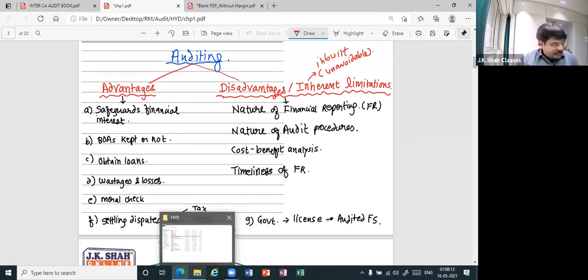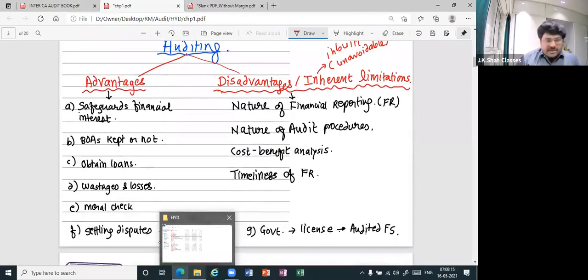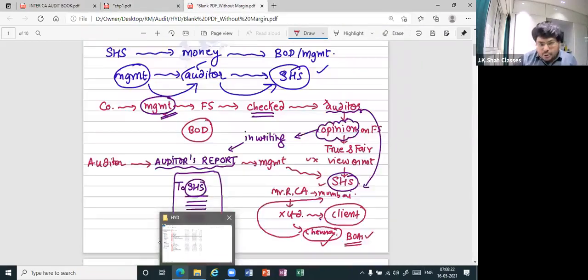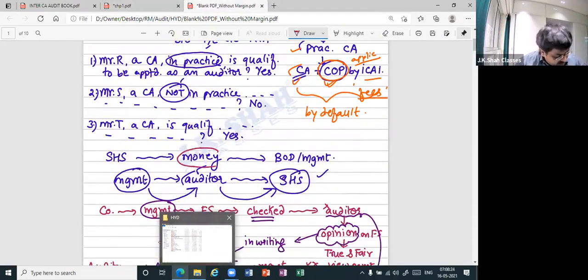When you talk about advantages, firstly, can I say it safeguards financial interest? How does it safeguard financial interest? I told you here only. Shareholders invest money, so obviously shareholders have a financial interest in the company. But my simple question to you: were they taking active participation? No. Were they knowing if the management was doing something wrong? No. So who is there to safeguard their interest?